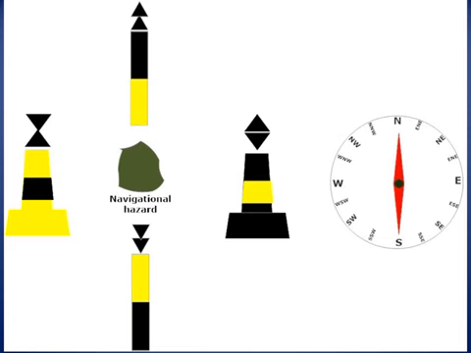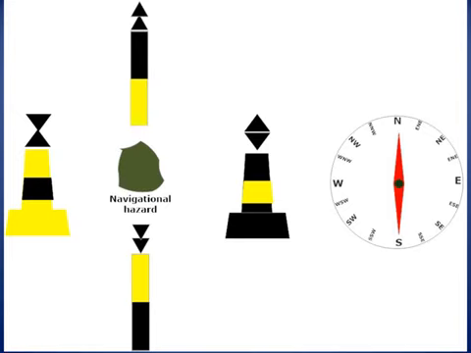Cardinal marker buoys guide navigators away from navigational hazards like wrecks, rocks, and reefs. A cardinal buoy tells the navigator where the safe water is relative to the buoy. The diagram here shows 4 different types of cardinal buoys. We will look at the color schemes and top marks very soon.